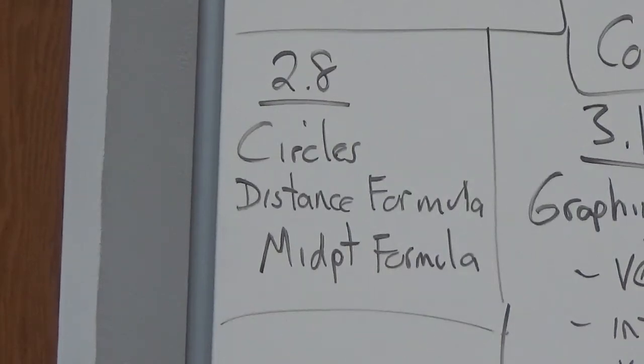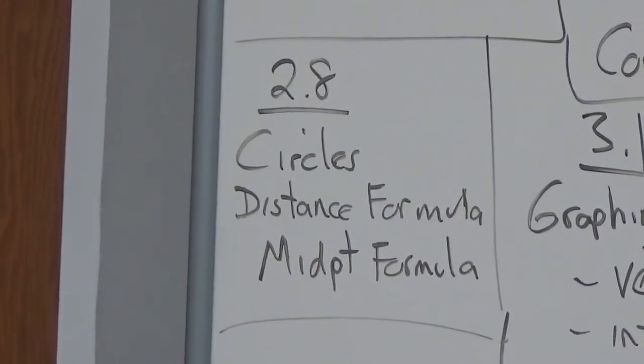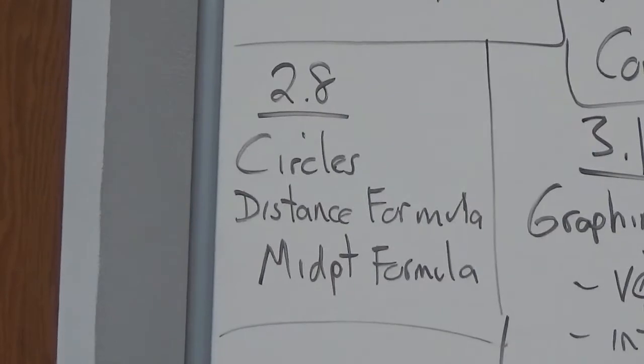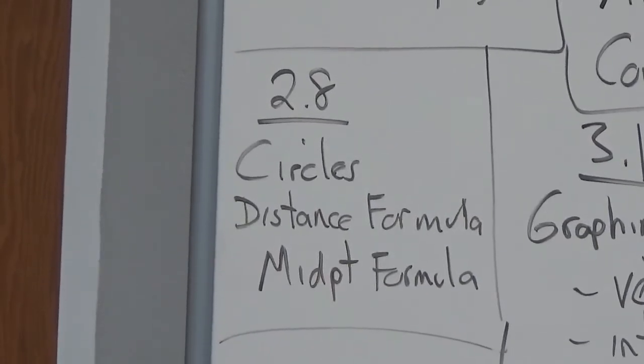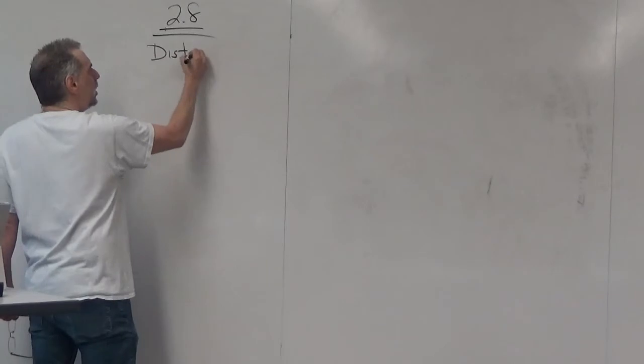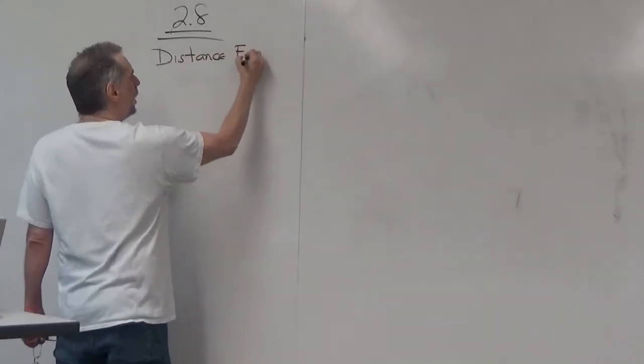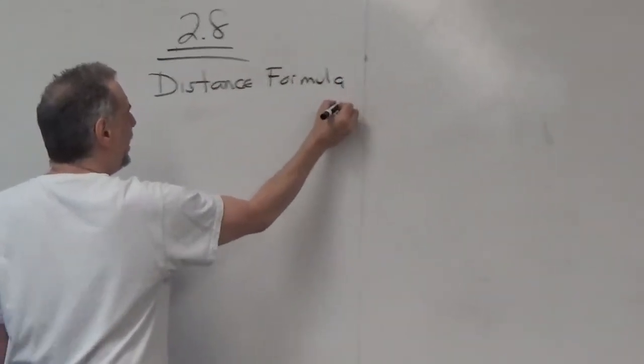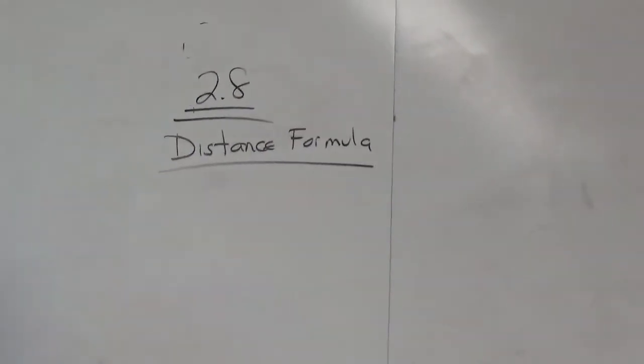Okay, 2.8. This is going to be a pretty short section. We're going to cover distance formula, midpoint formula, and circles. So we'll start with the distance formula. What we're doing here is finding the distance between any two given points. That's really all we're doing.